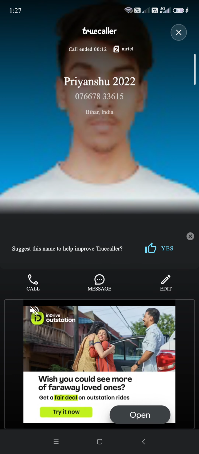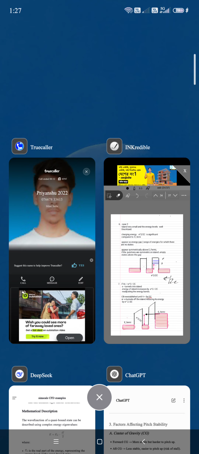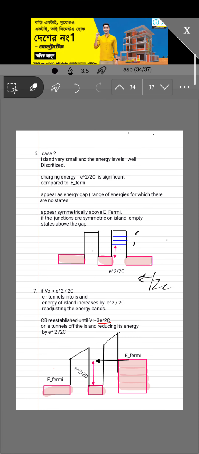Okay. So when the island is very small, the energy levels are getting discretized, and there is an energy gap existing where there are no states formed. Now, these energy levels are symmetrically placed above the Fermi level, as can be seen.